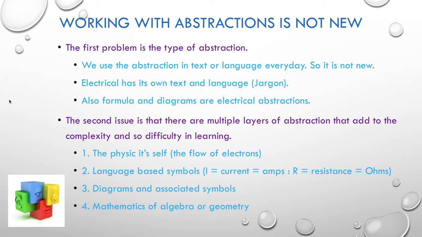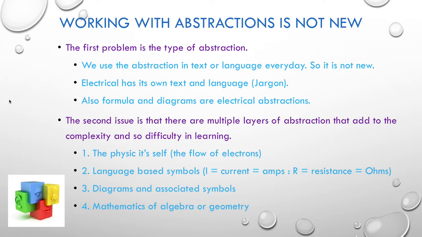2, the language-based symbol system we use. We use a capital I for current. We use the word amps to describe the units. We use R for resistance or the omega symbol, and its units are measured in ohms.